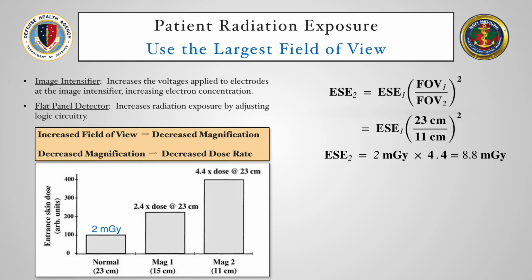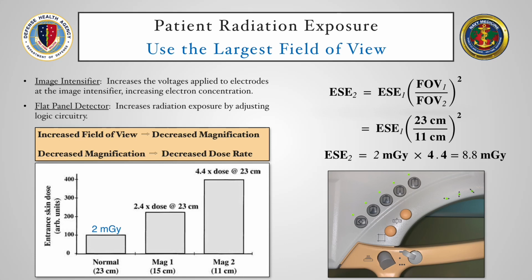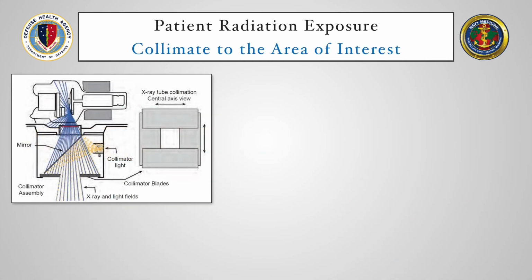Now, typically, your field of views can be adjusted right on the console, whether at the machine itself or a remote touch panel screen. Some machines have 2 field of views. This one on the screen has 4 field of views. But either way, just make sure that you're using the largest field of view possible for the diagnostic imaging at hand. Collimating to the area of interest is another key factor in reducing patient exposure.